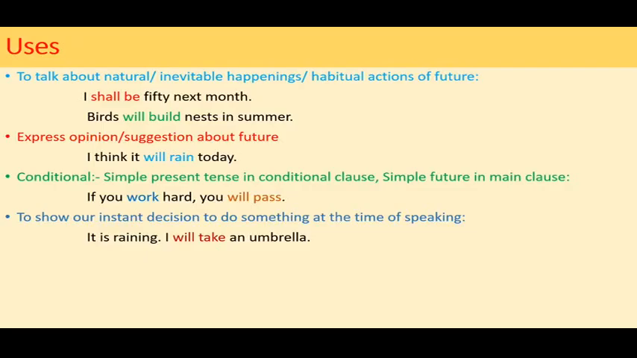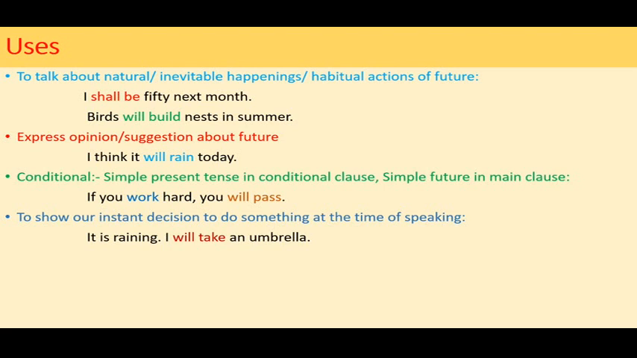Where to use simple future tense? Simple future tense is used to talk about natural or inevitable happenings or habitual actions of the future. For example, I shall be 50 next month. Birds will build nests in summer. It will be Diwali in a week.